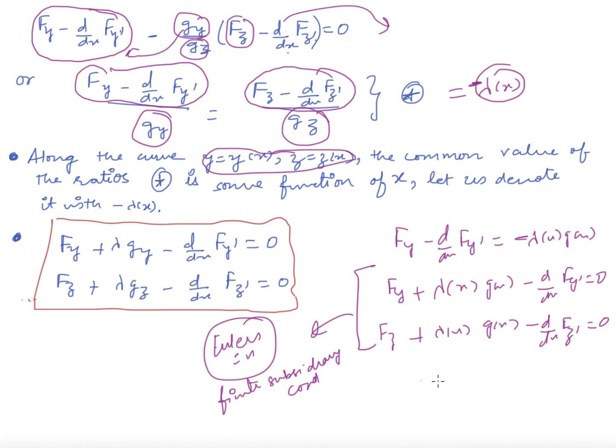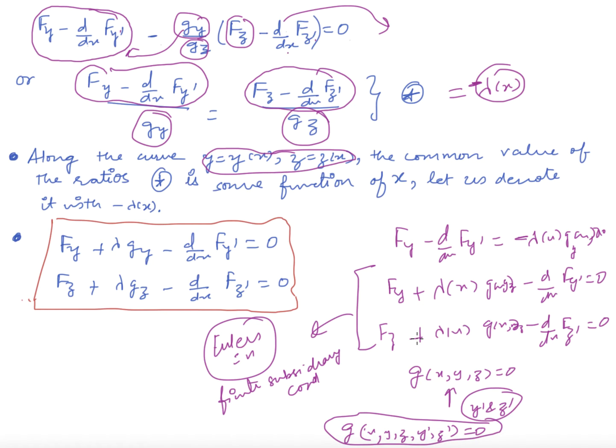You have to note this thing that here this is not g of x, this is g of x, y, z. Otherwise there is no meaning of writing the partial derivative, right? I'm sorry, this was gy. You have to note that in this case the subsidiary condition had no y dash and z dash involved. So what if your subsidiary condition is like this: g of x, y, z, y dash, z dash is equal to 0? Then also the same thing will work.